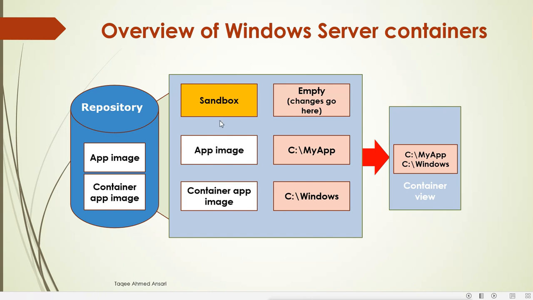Then container images run on our operating system, where we have the sandbox environment and the container app images. In the container image, you see the virtualized operating system, like the C:\Windows folder where we have the operating system. That is the container image. Then the app image gives you the application, like the applications we have under the C drive. The sandbox is for changes.